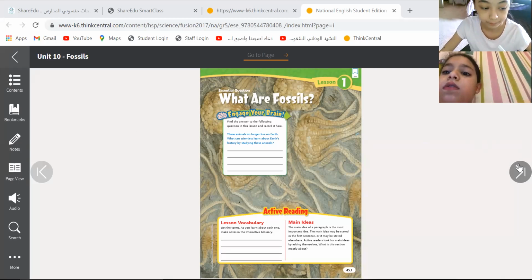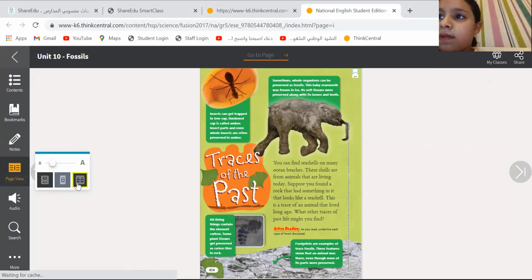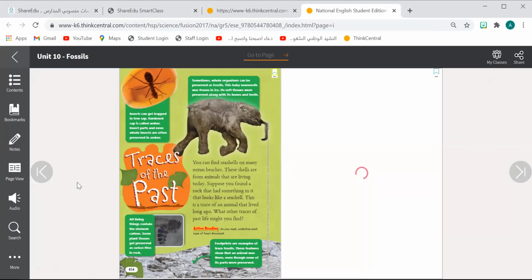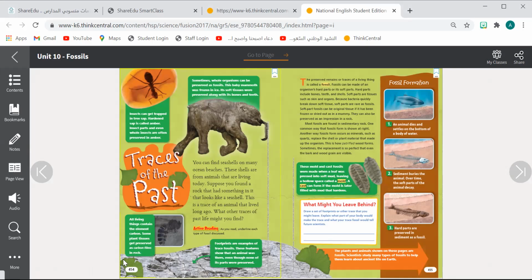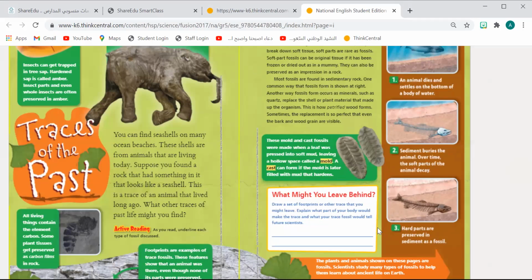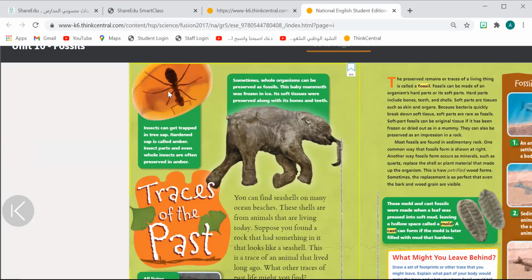Let's see what we have here. Over here, page 454, 455, I want you to take a look only at the pictures. Look at the pictures over here. The first picture is an ant. It's an insect, is that right? Yes, it is. Okay, this is a fossil.